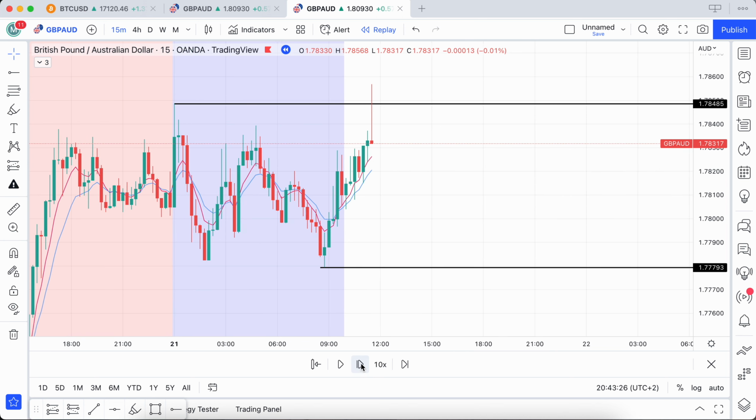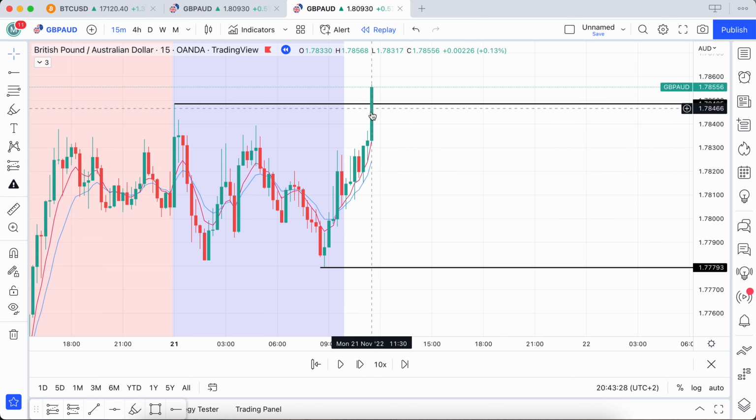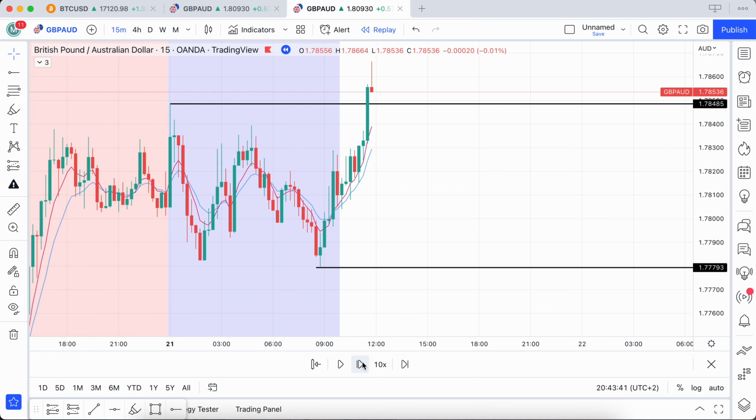So the London session goes through. We have a retest and a breakout above the session high, because we closed above the session high with a body closure, not just a spike. So we now need either a retest continuation or a rejection.